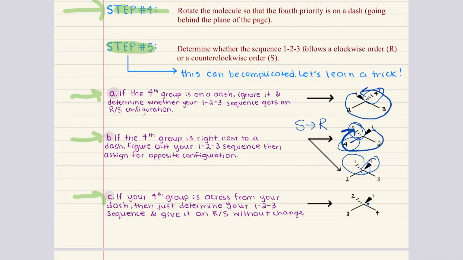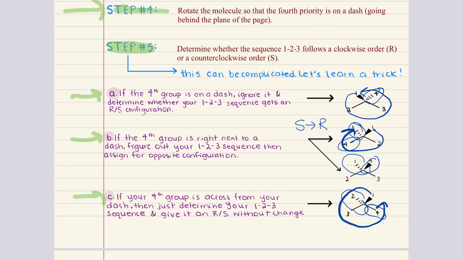The other scenario is that your fourth group can be across a dash, opposite the dash. In this case, you can go ahead and determine the 1 to 2 to 3 direction and assign it R or S without any changes.